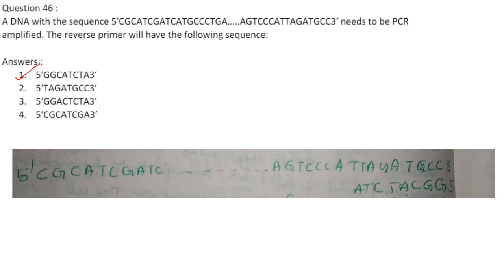Then the DNA with the sequence they have given needs to be PCR amplified. The reverse primer will have the following sequence. So the reverse primer will be from this particular end. You will have to take the reverse primer from this particular end, 5 prime to 3 prime direction. They have asked in 5 prime to 3 prime direction. So it will be option 1, GGCAT CTA. Answer is option 1.